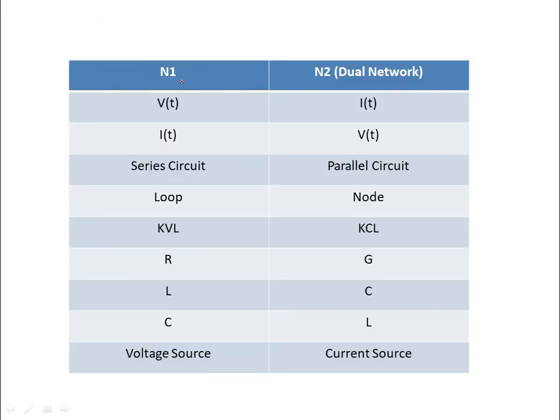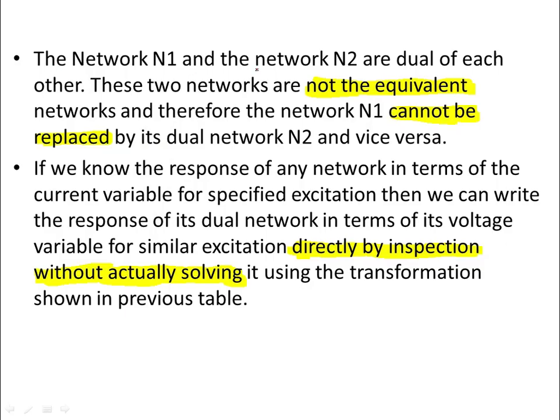So for any network N1, N2 is its dual network. Then here the voltage will become current and current will become voltage. If N1 is a series circuit, then N2 would be a parallel circuit. If there is a loop in N1, then we will have a node in N2. If we apply KVL in N1, then we apply KCL in N2. Resistor will become conductor, inductor will become capacitor, and capacitor will become inductor. Voltage source will become current source. So the network N1 and the network N2 are dual of each other.